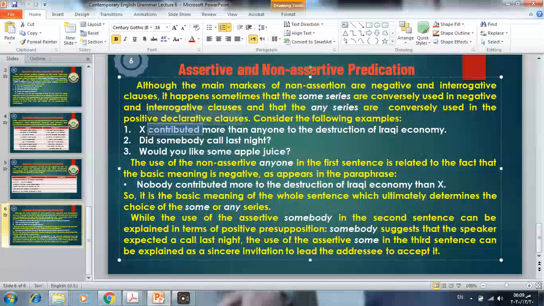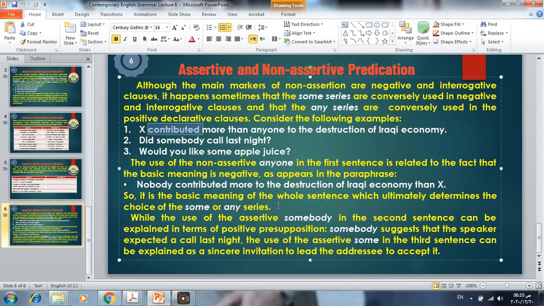Let's paraphrase the sentence. It reads as follows: Nobody contributed more to the destruction of Iraqi economy than X. So the basic meaning is negative. So we are negating that, no one or nobody contributed more to the destruction of Iraqi economy than X. So the basic meaning is negative, and this helps us to use a non-assertive item, which is anybody. So it is the basic meaning of the whole sentence which ultimately determines the choice of the some or any series.